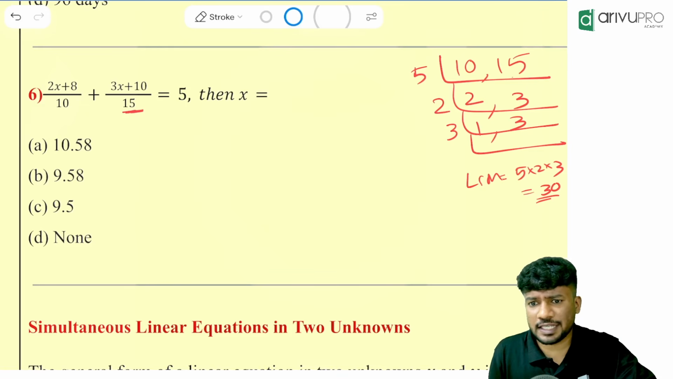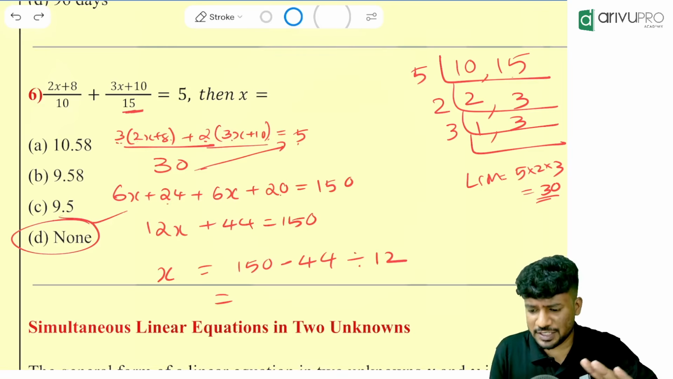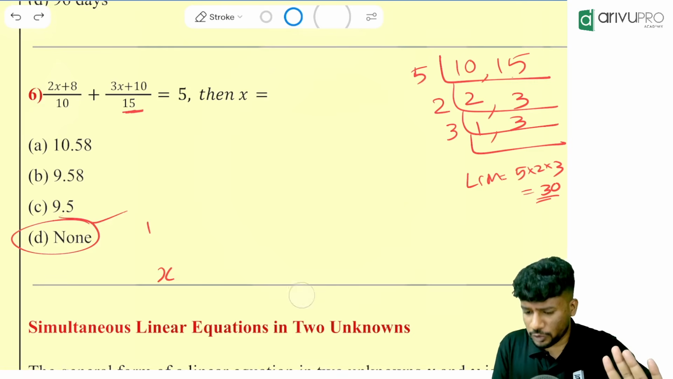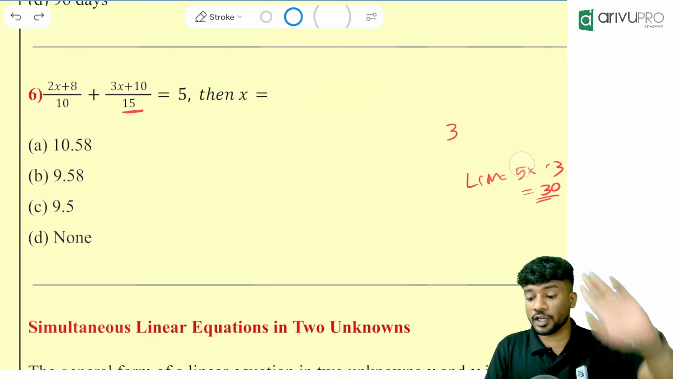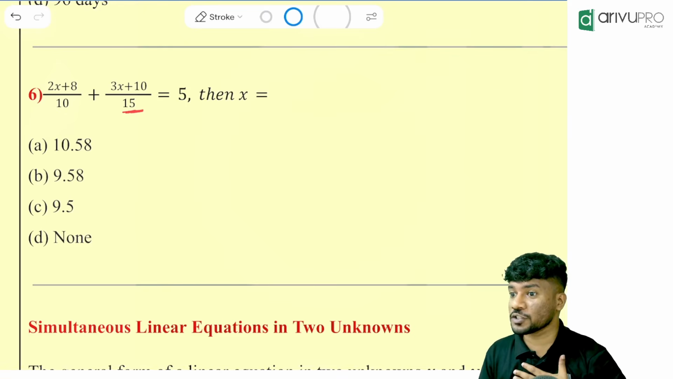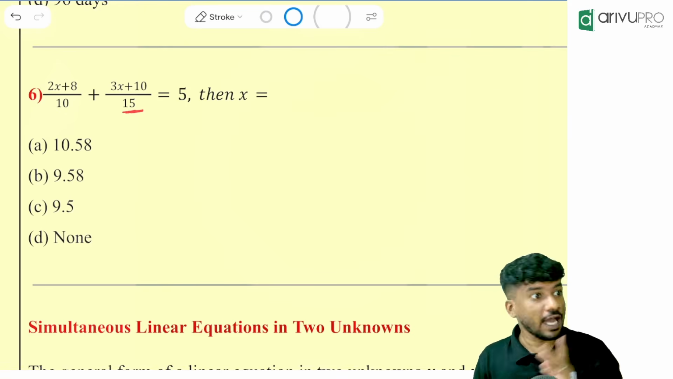5.1. It's not exactly equal to that. That means it should be none. We will check with the options. LCM is one way for some people, but what is the method we are going for from the exam point of view? We will only use which method? Option hitting method. I will show that method.